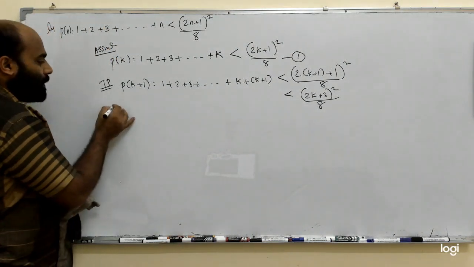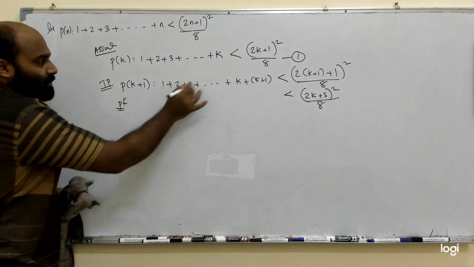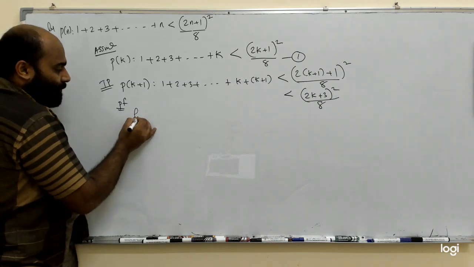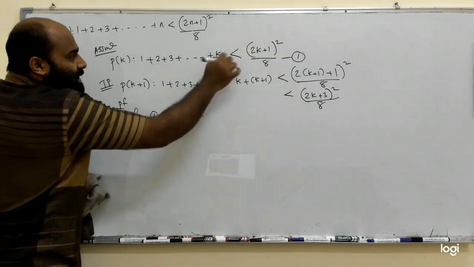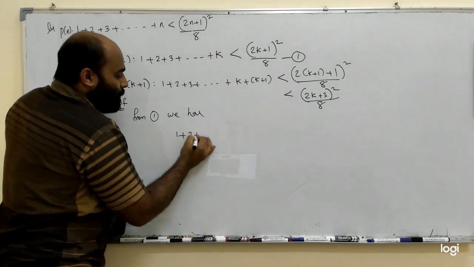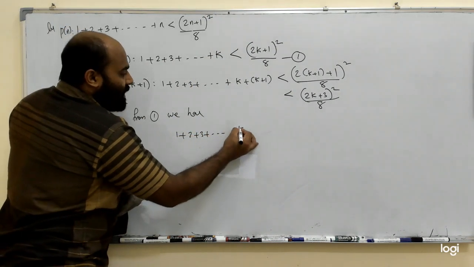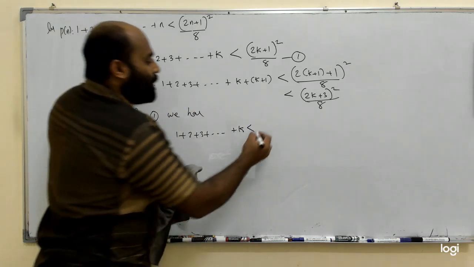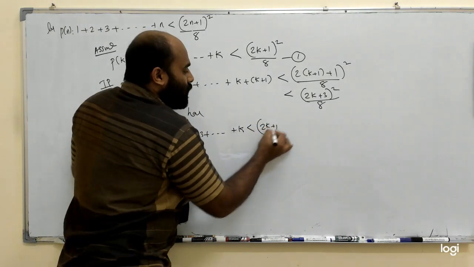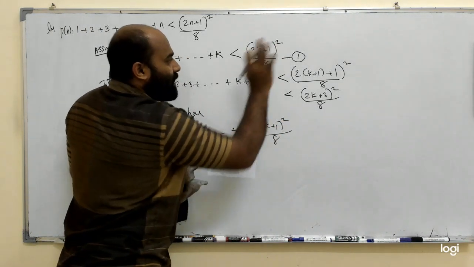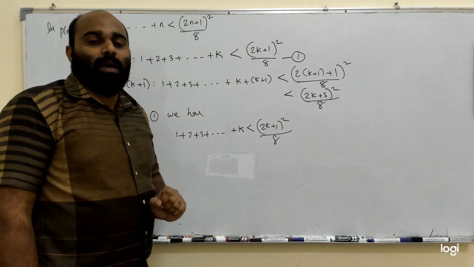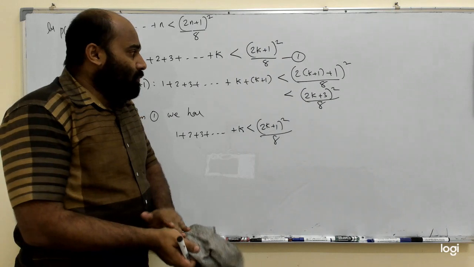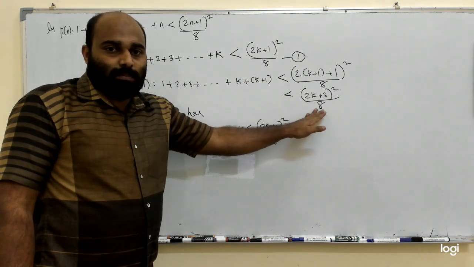Listen, proof. This we want to prove. From 1, we have this. Directly you write 1 plus 2 plus 3 plus etc. plus k less than (2k plus 1) whole square by 8. This is our assumption only, that only we are using. (2k plus 1) whole square by 8. But we want to get this less than this one.